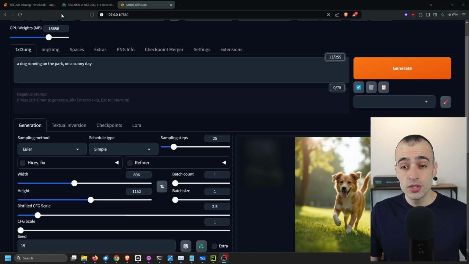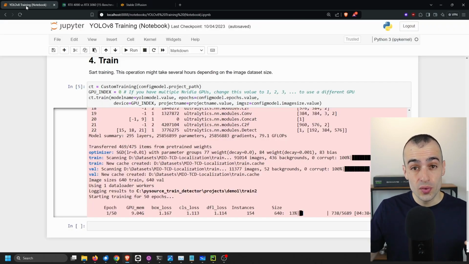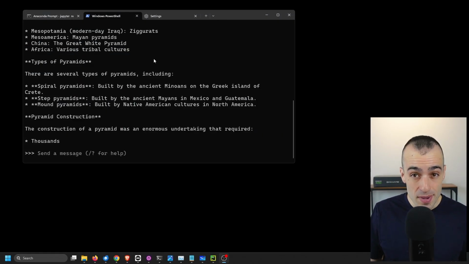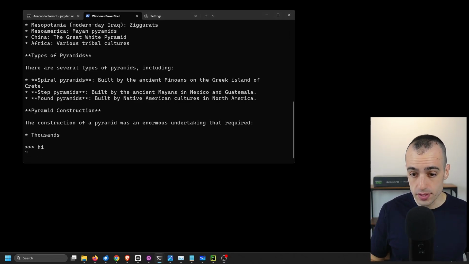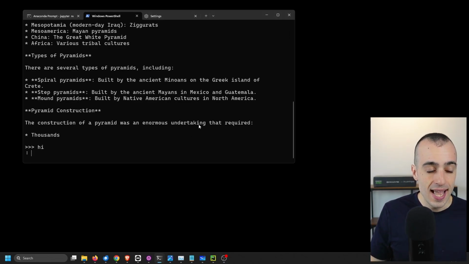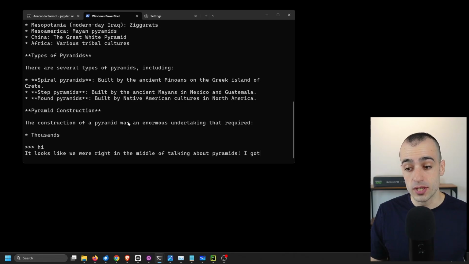Do you want to run image generation? Do you want to train a custom model for object detection, object segmentation, pose estimation? Do you want to run LLMs right on your machine without using any external service? So here, as you see, it's completely offline LLMs running on my machine.